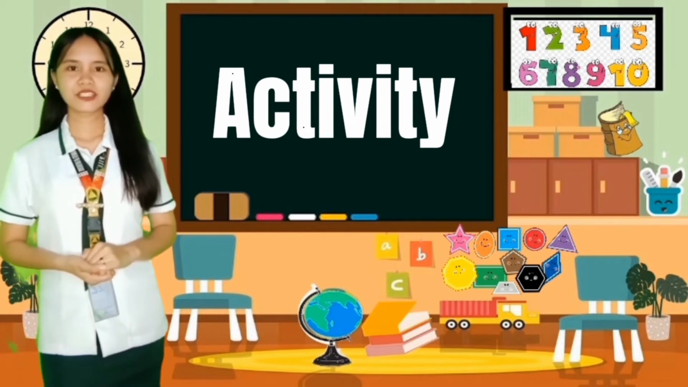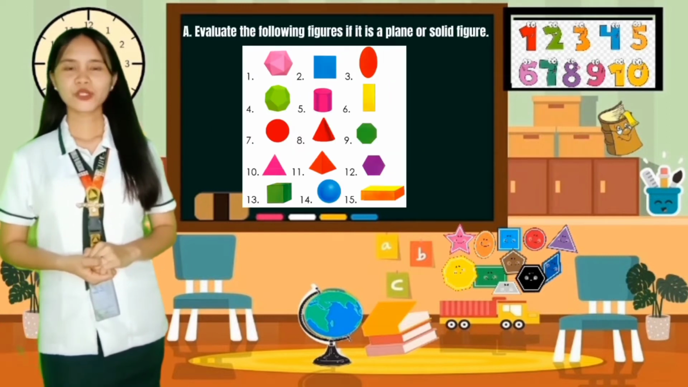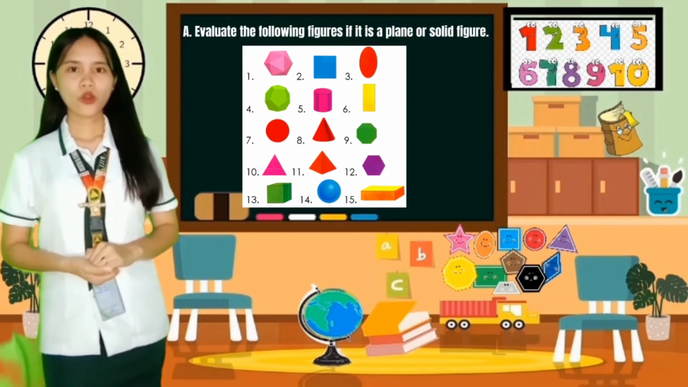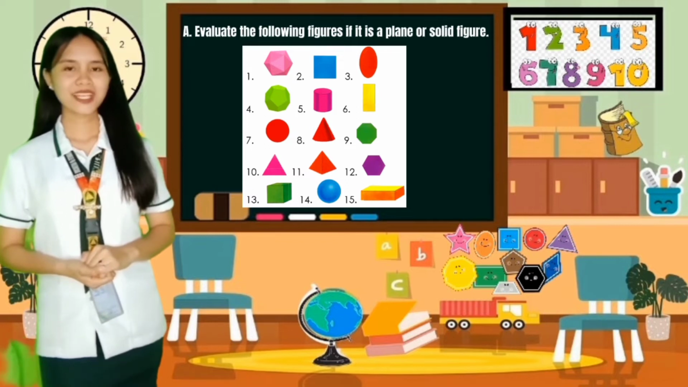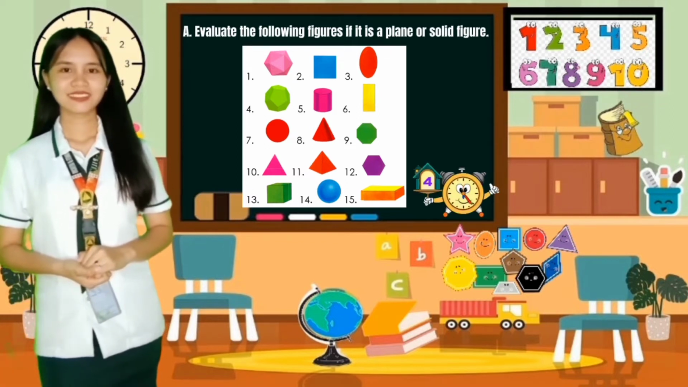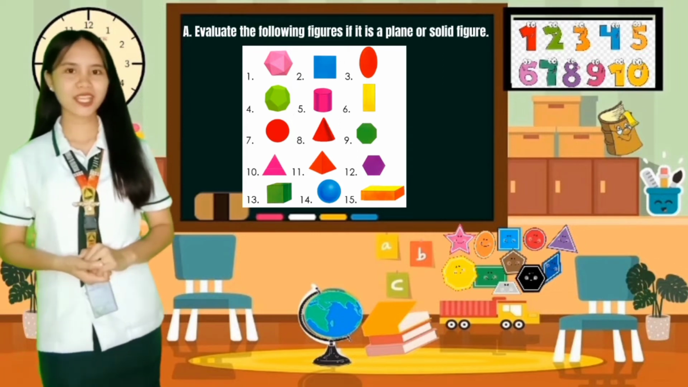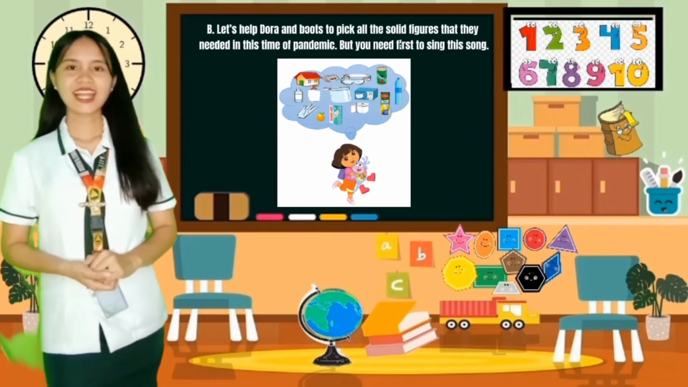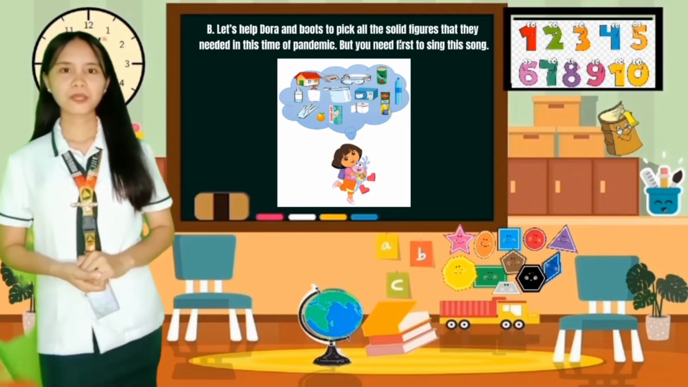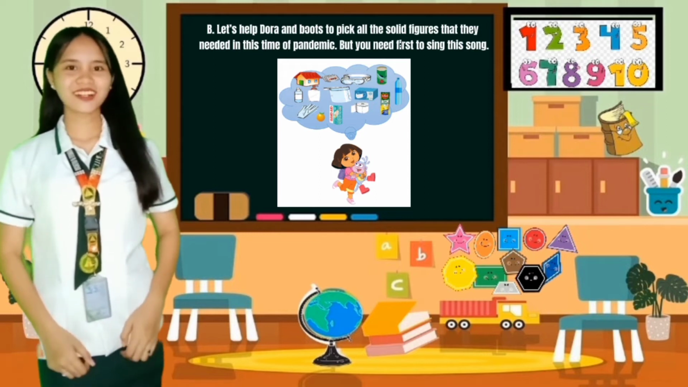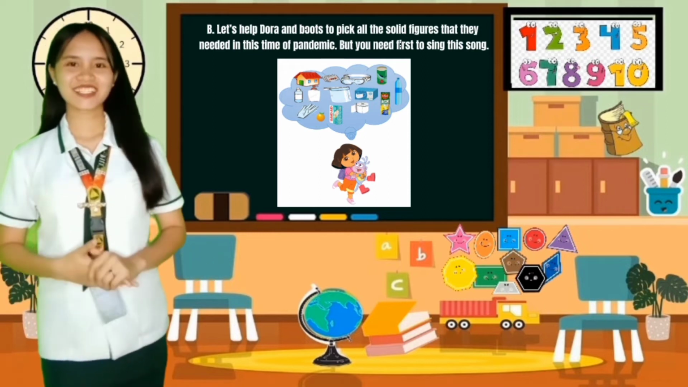For letter A, you need to evaluate the following figures if it is a plane or solid figure. You may start now. Okay, let's proceed to letter B. For letter B, let's help Dora and Boots to pick all the solid figures that they needed in this time of pandemic. But you need first to sing this song. Are you ready? Let's start.